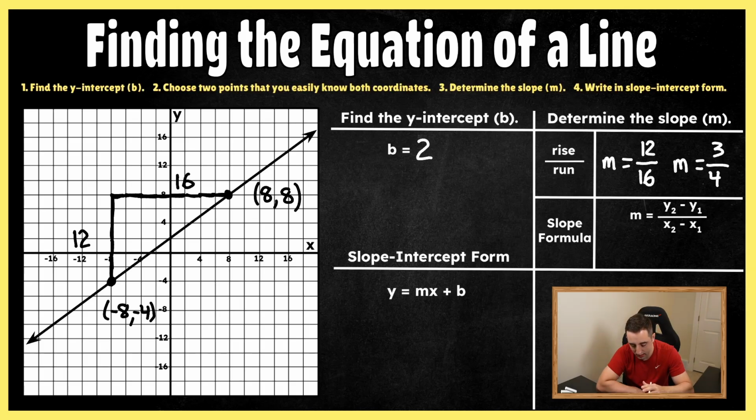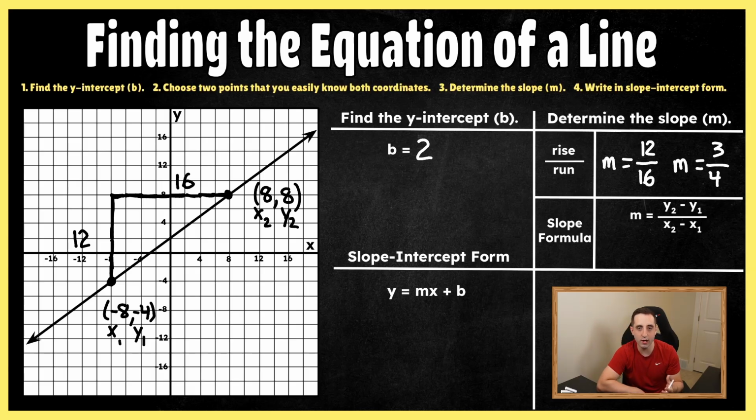We need to take -8, -4, and we are going to label these as x1, y1. So I'm going to do x1, that was my first x coordinate that I picked, and then this is y1. And for 8, 8, this is going to be x2 now, and the other 8 is going to be y2. It doesn't matter which one is x1, y1. I could have made the ordered pair 8, 8, x1, y1, and -8, -4, x2, y2.